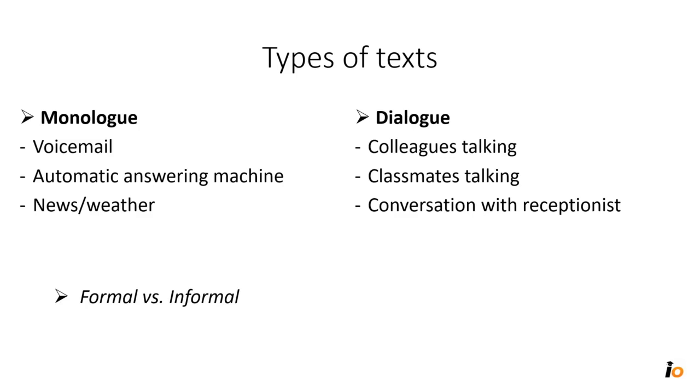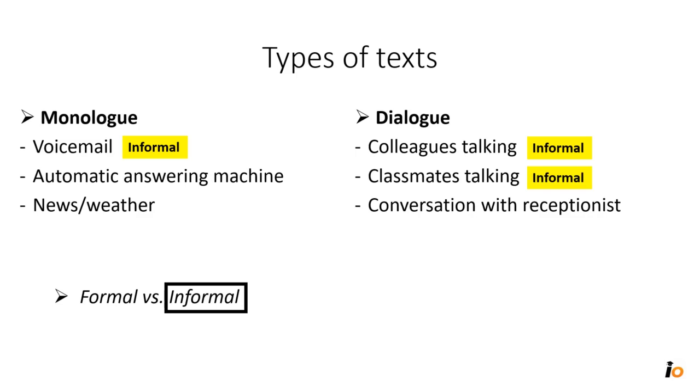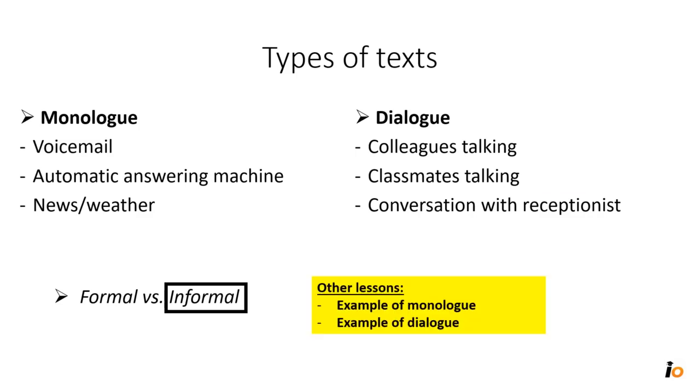Now, the text can either have a formal or an informal nature. Some texts that are more likely to have a formal nature would be an automatic answering machine, or the news or the weather, or maybe a conversation with a receptionist. These are more likely to be formal. More likely to be informal would be a voicemail message, for example, or colleagues talking to each other or classmates talking to each other.